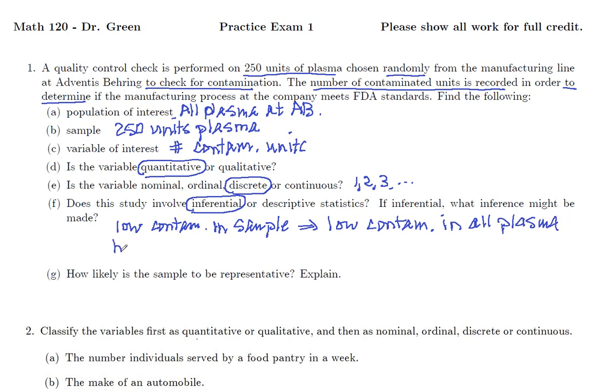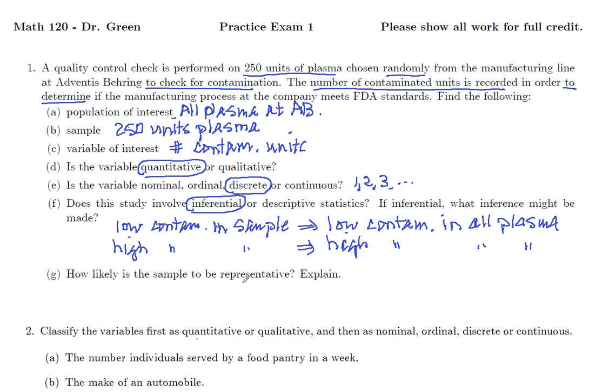If there was high contamination in the sample, then that could imply that there is high contamination in all plasma. And then that would mean something's possibly wrong with the manufacturing process and they need to find out what's going wrong and make some changes. And then of course, this process of whether or not low contamination in the sample does indeed mean low contamination in the population, we're going to figure out how to do that later. So these are just possible inferences.